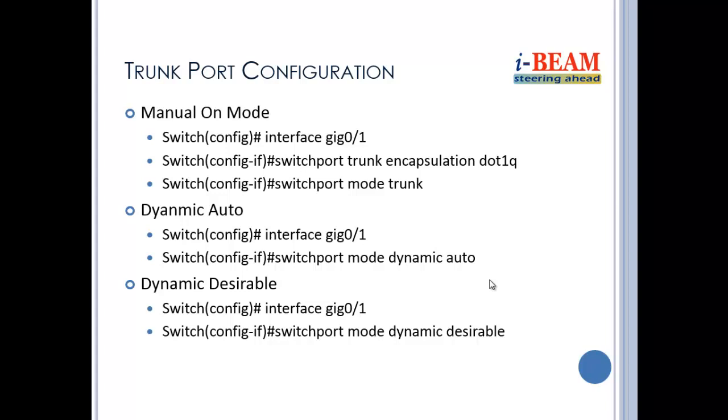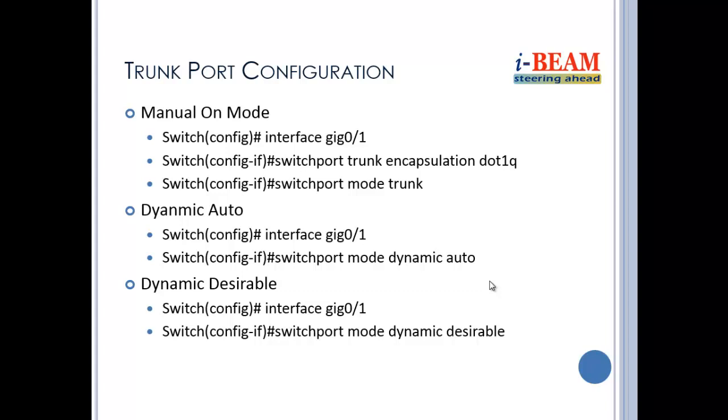Trunk configuration in manual on mode: we configure interface GigabitEthernet 0/1 on layer 3 switches. We need to configure switchport trunk encapsulation dot1q, and then on mode means that we don't use DTP, so we use the manual mode, switchport mode trunk directly. Dynamic auto means interface GigabitEthernet 0/1, switchport mode dynamic auto. Dynamic desirable is interface GigabitEthernet 0/1, switchport mode dynamic desirable.